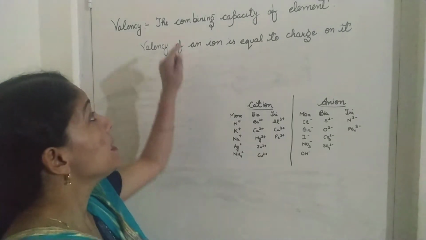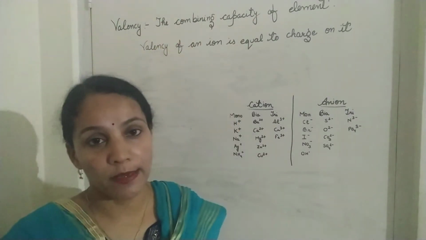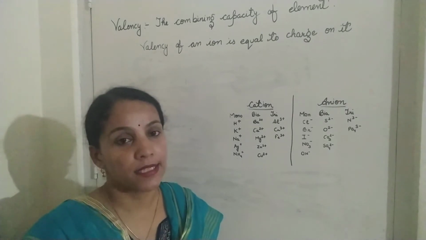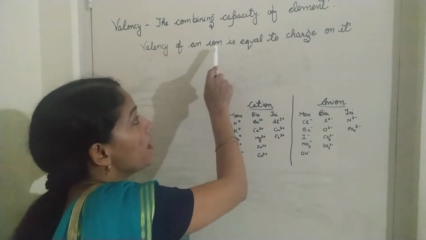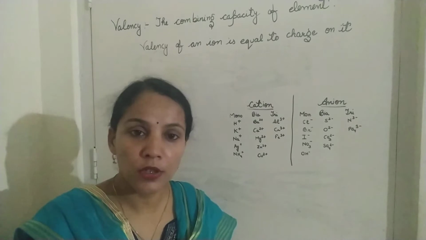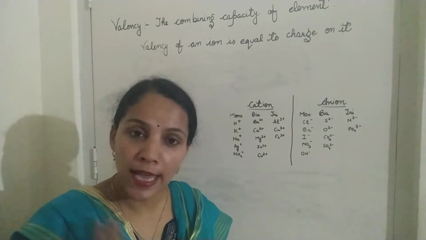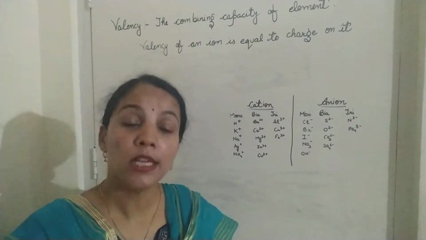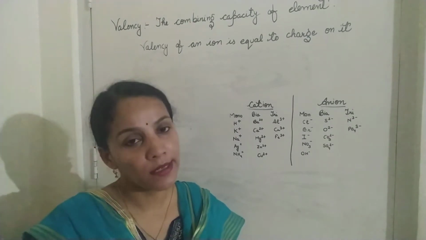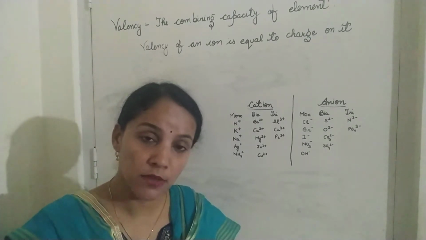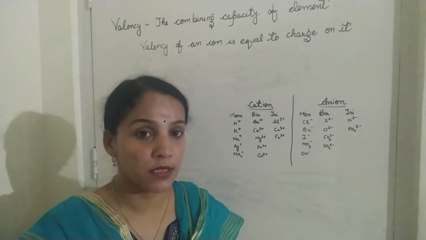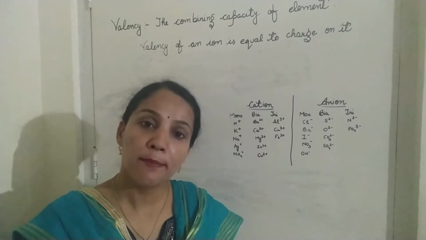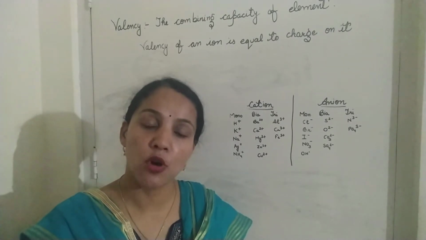Valency is the combining capacity of an element. The combining capacity of an element is called valency, or the valency of an ion is equal to the charge on it. Whatever the charge on the element, we call that valency. For understanding valency, you have to learn the atomic number of the first 20 elements which are in your syllabus. With the help of atomic number, you have to find the valencies or charges on the element.